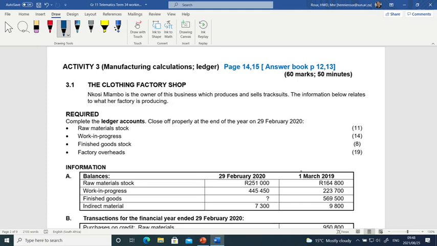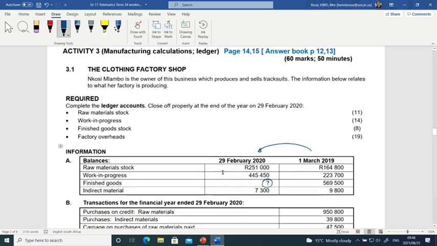Information A, please always just make sure from where to where you are working. 1st of March is the opening balances, the 29th of February 2020, the closing balances. Now they gave us all the balances except for finished goods. They did not give us the closing balance. So before we start, we can put in the balances.